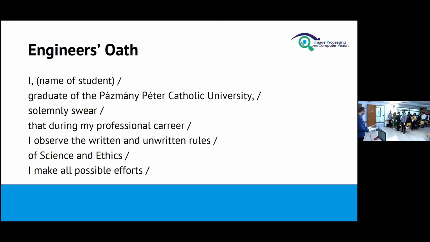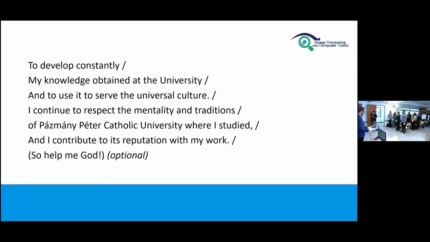Solemnly swear that during my professional career, I observe the written and unwritten rules of science and ethics. I make all possible efforts to develop constantly my knowledge obtained at the university and to use it to serve the universal culture.